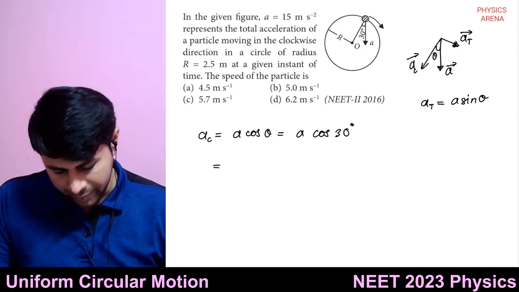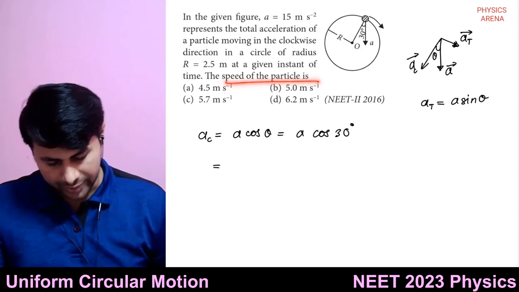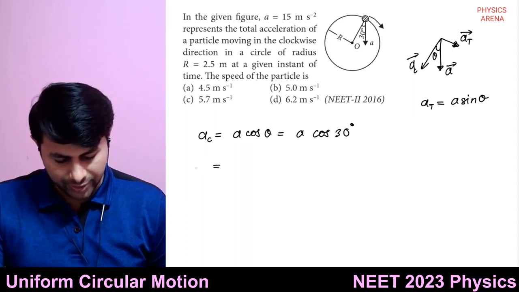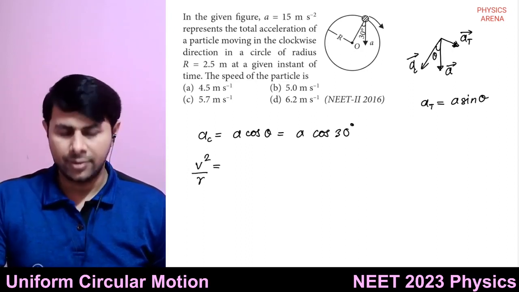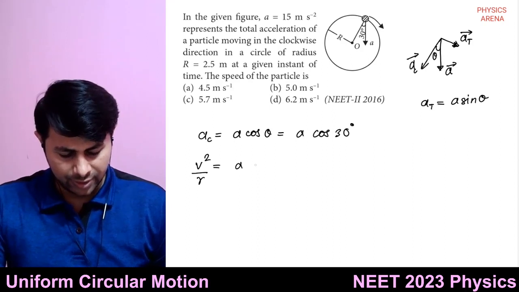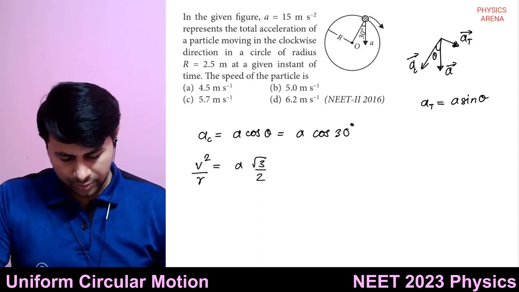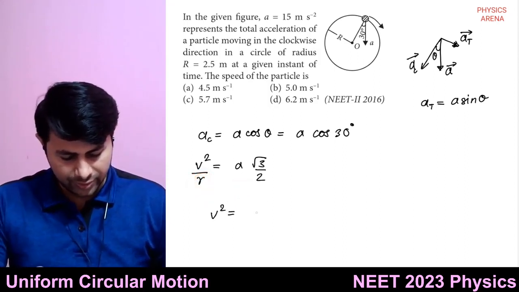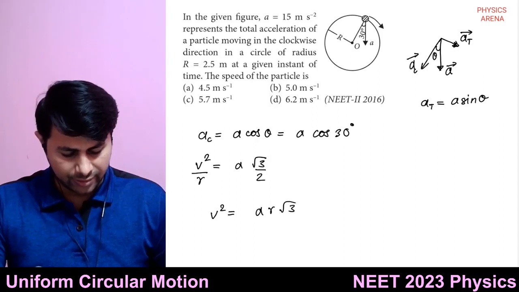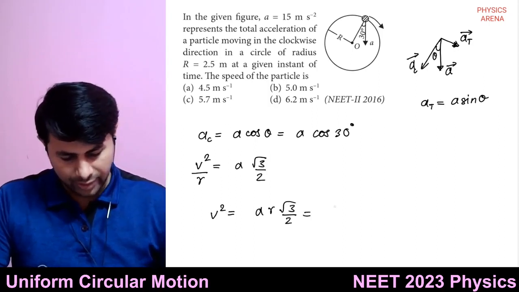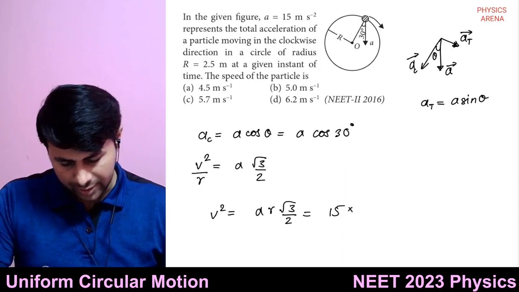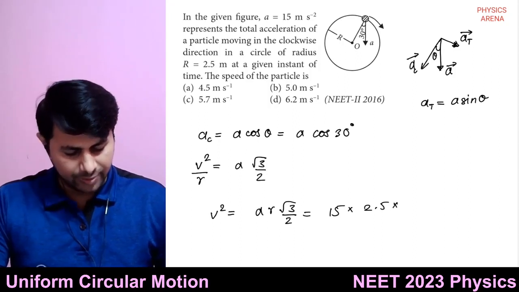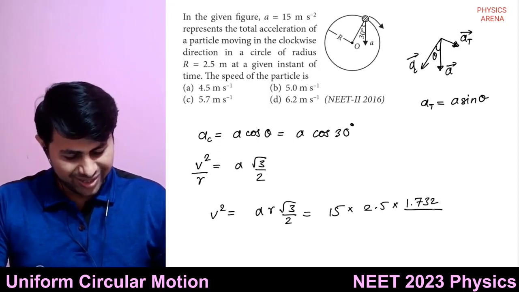Let's substitute the values. We are asked to find the speed of the particle. So centripetal acceleration can be written as V square by R, which is equal to A times root 3 by 2. Take this R on the other side and you get V square equals A multiplied by R times root 3 by 2. A is 15, R is 2.5, so 2.5 multiplied by 1.732 divided by 2.